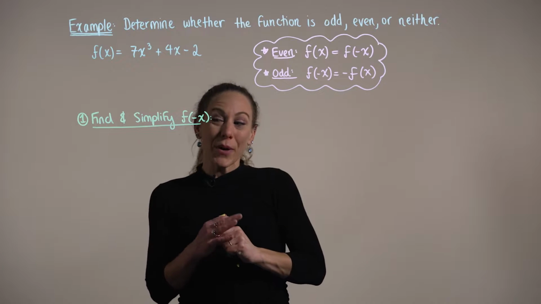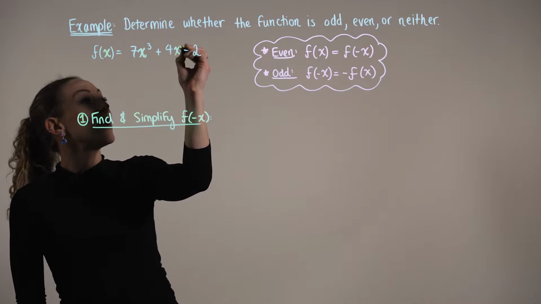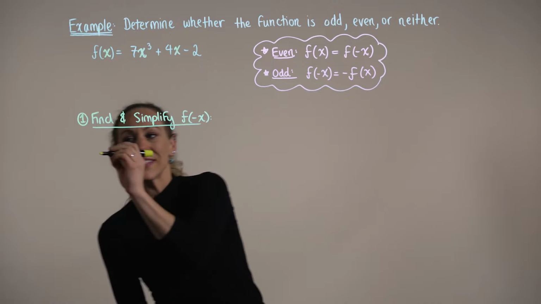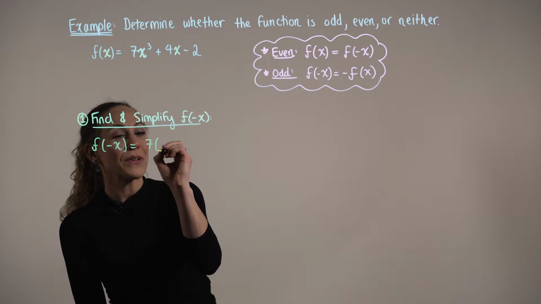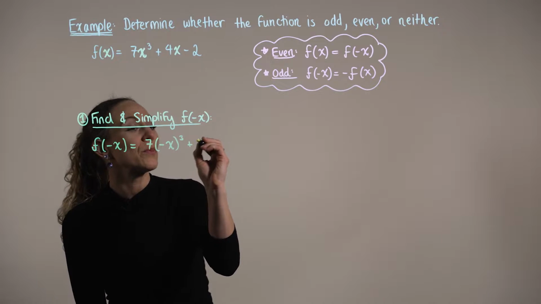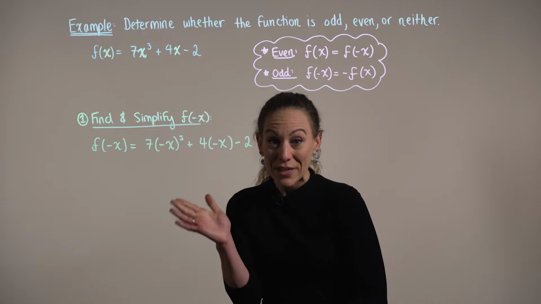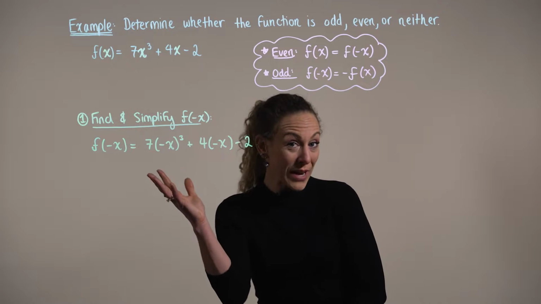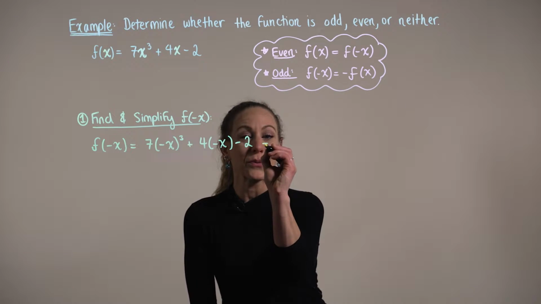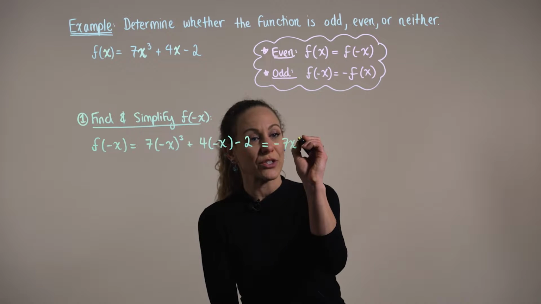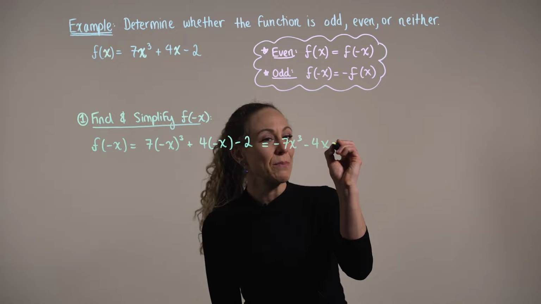So here, we want to go ahead and replace each one of the x's in our given function with negative x. So we can rewrite this as f of minus x is equal to 7 multiplied by negative x cubed plus 4 times negative x minus 2. Now keep in mind, we have a negative value raised to an odd power. So we know that this is going to result in a negative value. And we can rewrite this as minus 7x cubed. Now positive 4 times negative x leaves us with a minus 4x minus 2.